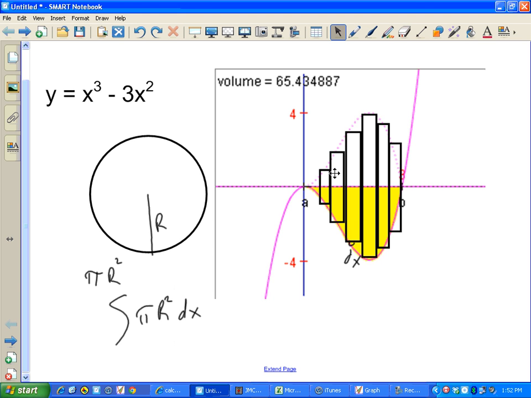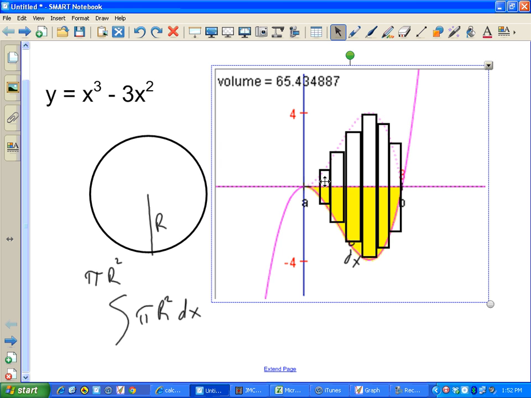If I were to make a bunch of wide disks and add them all up, that would be a good approximation of what the volume of this solid would be. And as these rectangles got smaller and smaller and more and more of them, I'm going to get closer and closer to the actual volume.